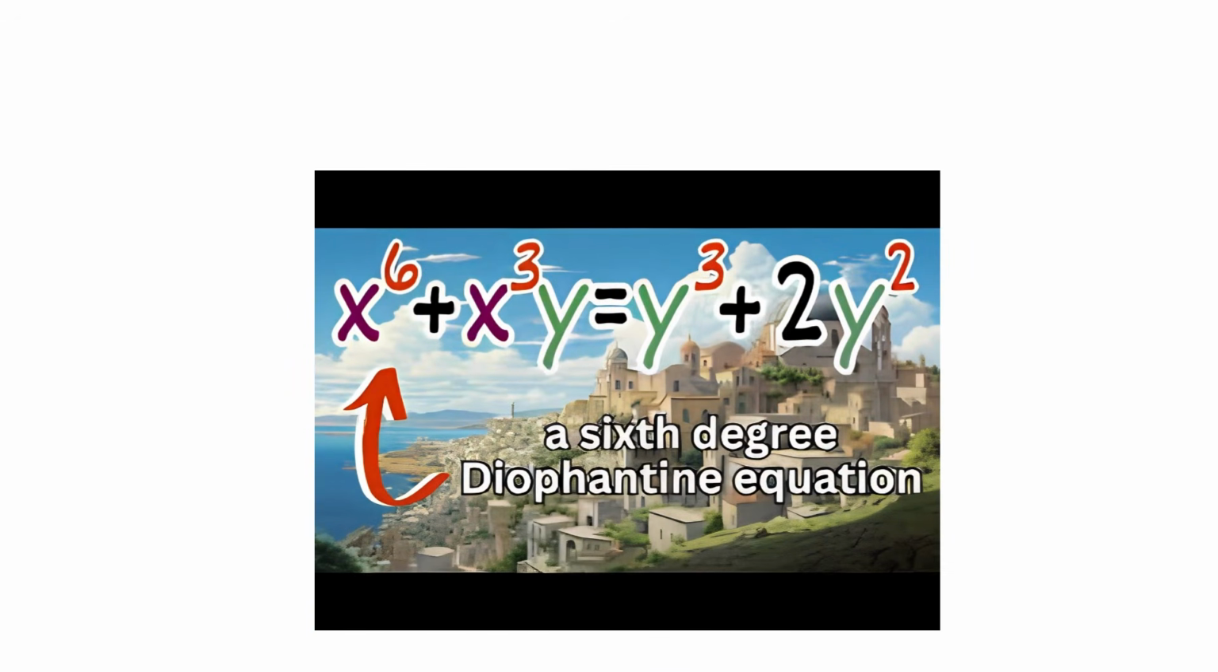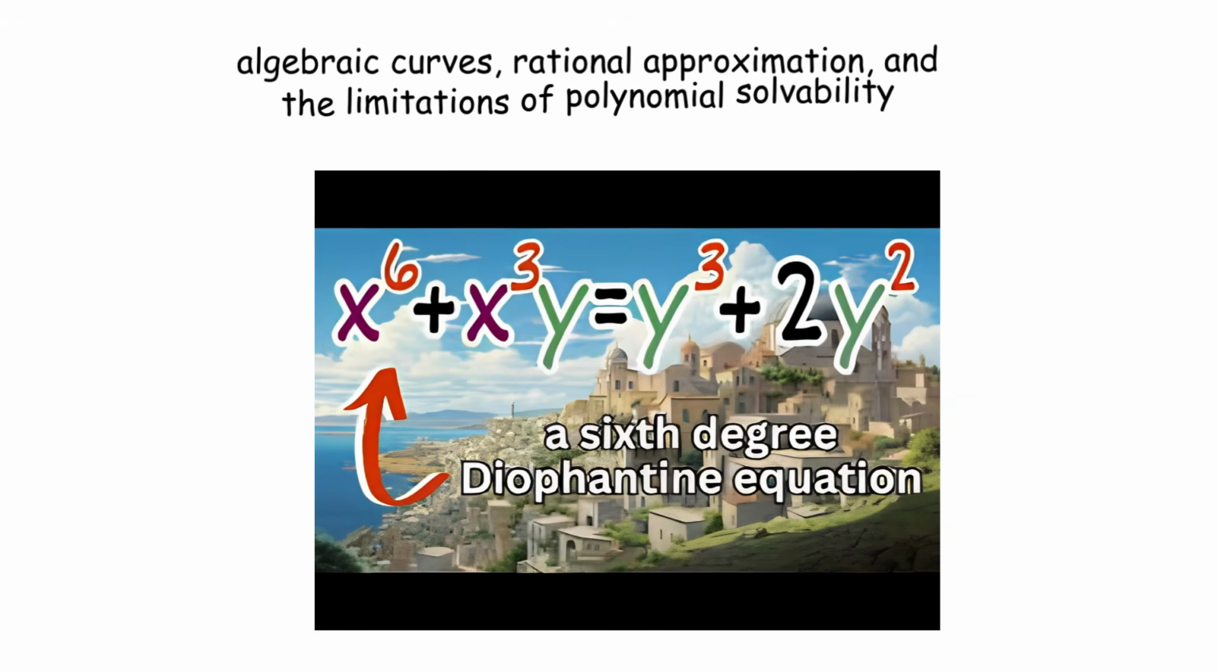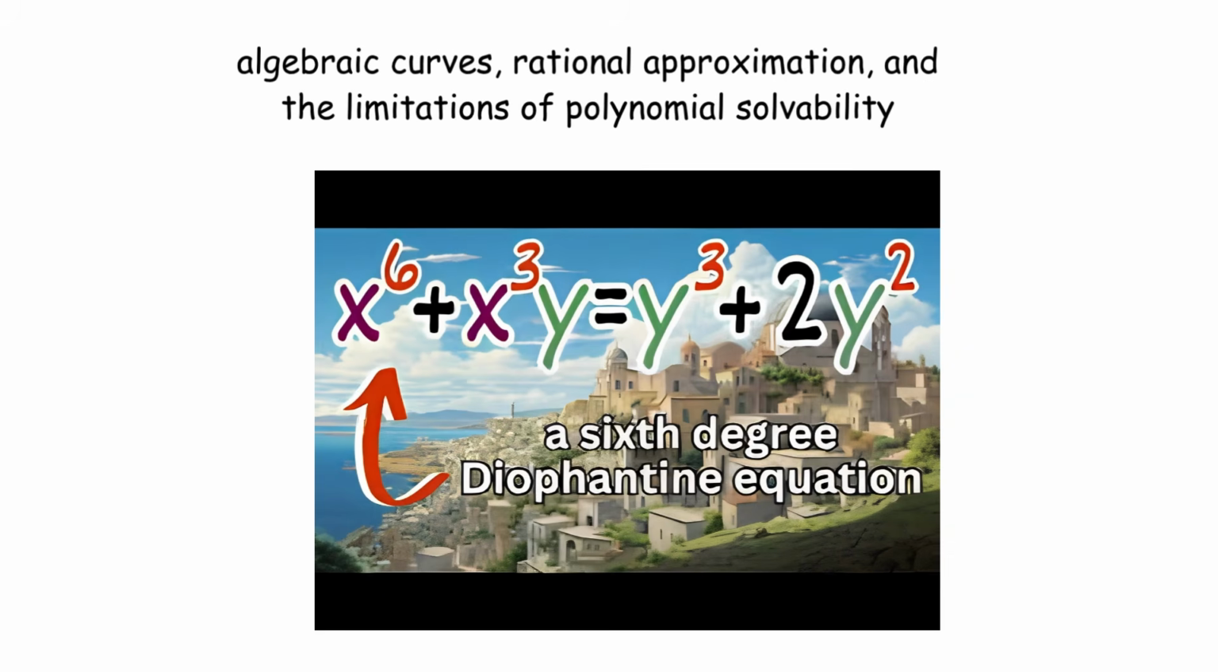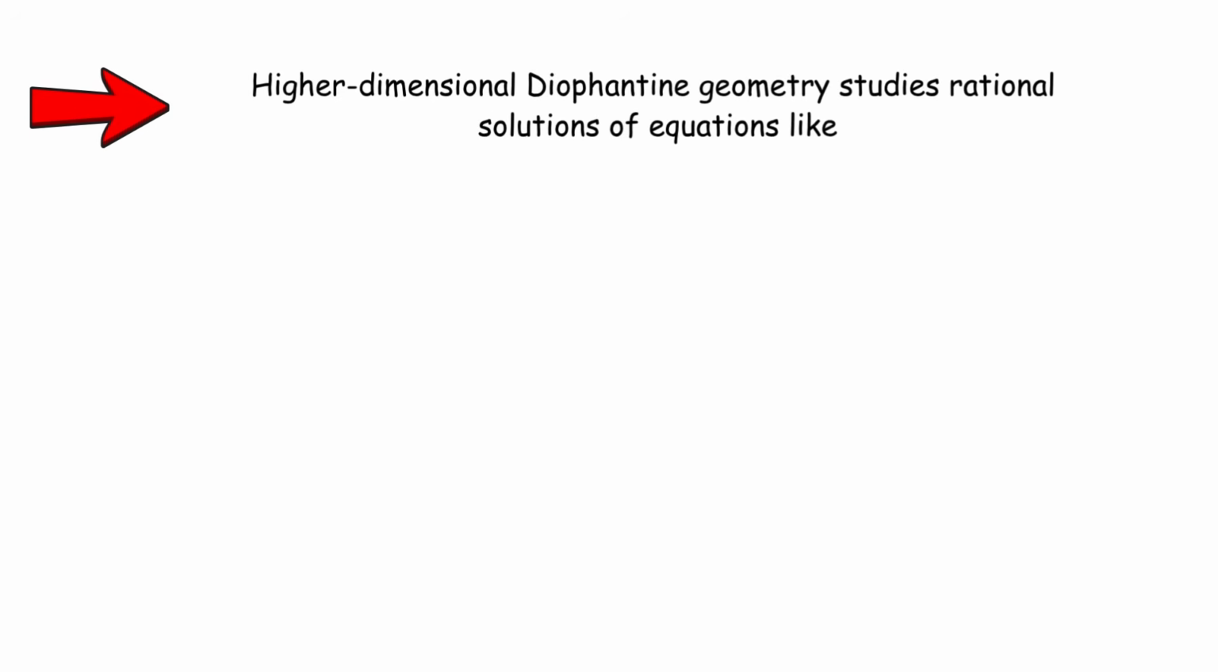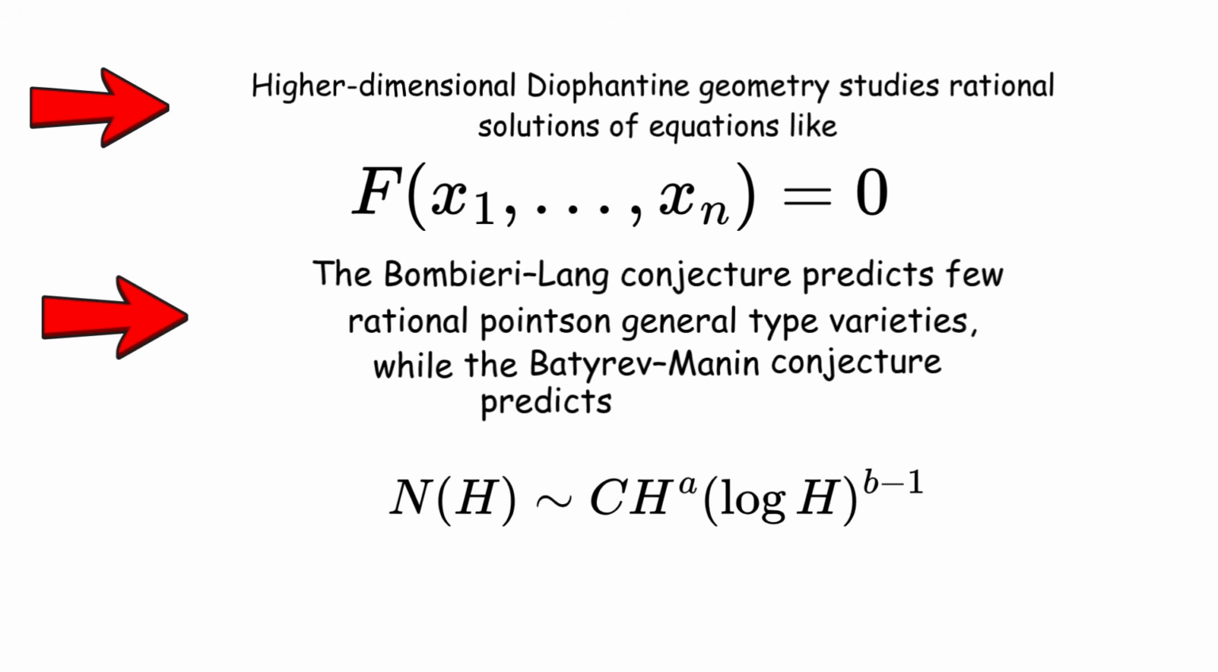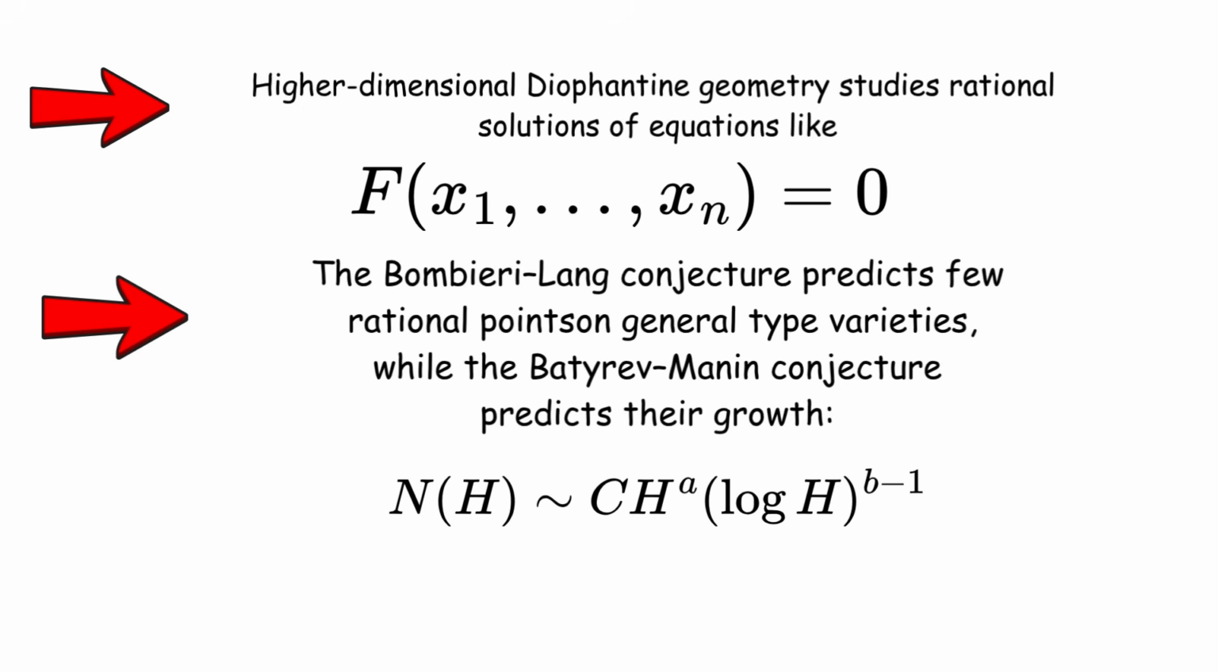This describes the rigidity of higher-degree Diophantine equations, applicable in understanding algebraic curves, rational approximation, and the limitations of polynomial solvability. Higher dimensional cases include the study of surfaces, threefolds, and their rational and integral points, governed by conjectures such as the Bombieri-Lang conjecture, Lang's conjecture on varieties of general type, and the Batyrev-Manin conjecture concerning points of bounded height.